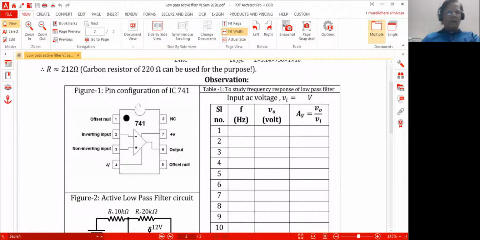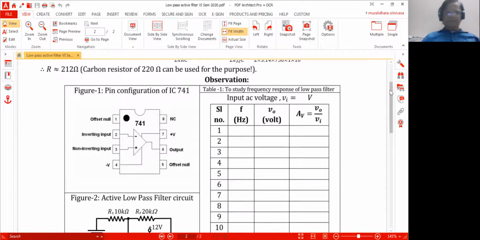Pin number 1, offset null. Pin number 2, inverting. Pin number 3, non-inverting input. Pin number 4, minus V or minus VCC or minus V source, whatever you want to call it. 5 is the offset null, which we are not going to use. 6 will be the output. 7 will be the plus VCC. 8 again will not have any connection. This is how we use the IC741.